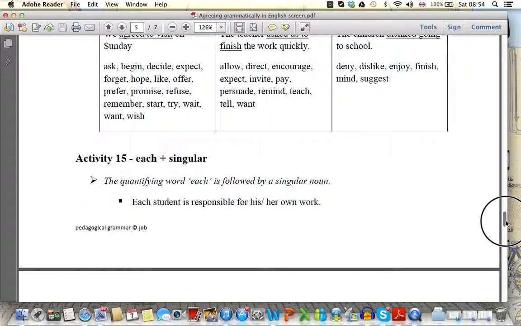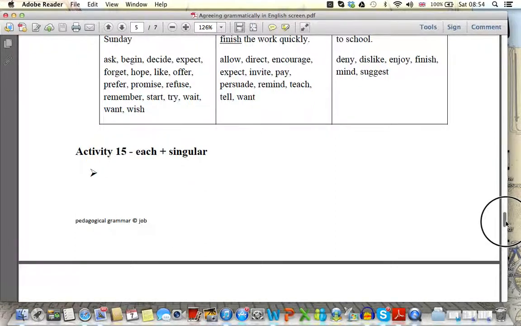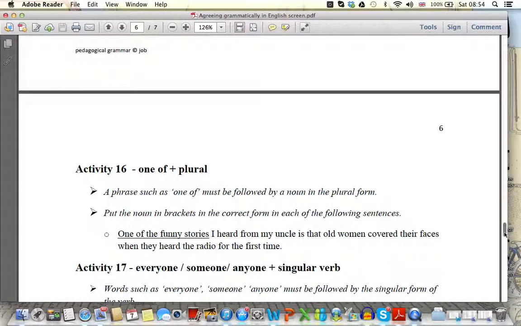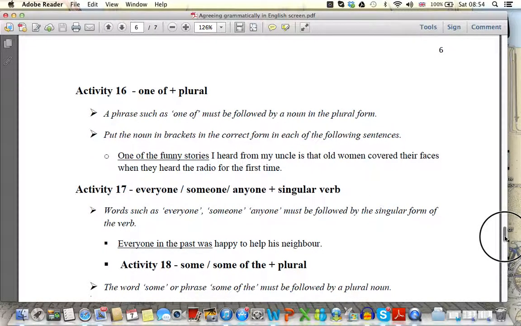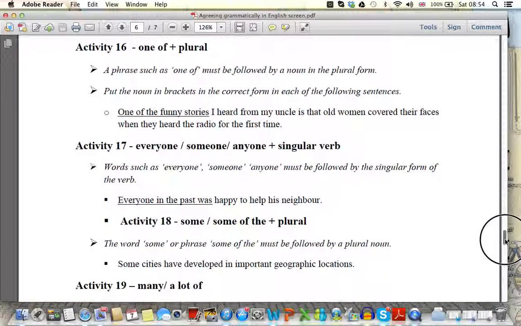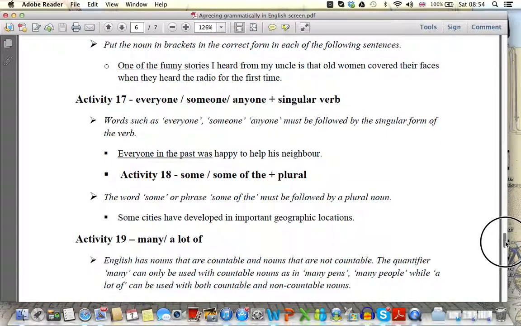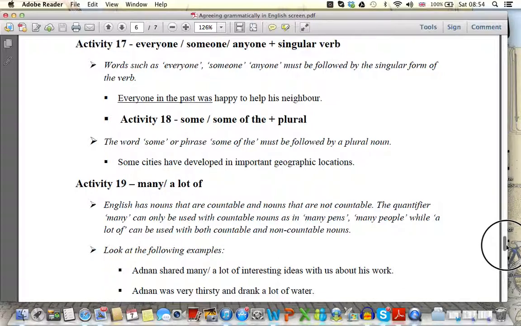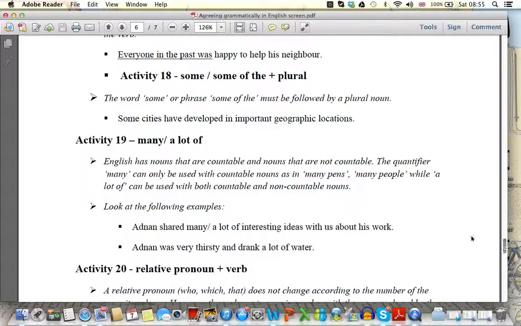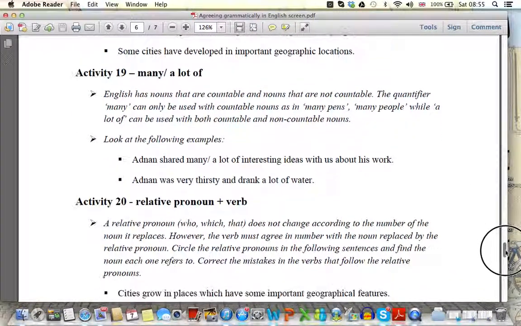Another example of agreement is when we use the word each, it is followed by the singular form of the noun, each student. One of is followed by the plural, one of the funny stories I heard. When we use everyone, someone, anyone, the verb is in the singular form. And when we use some of, the verb is in the plural form, and the noun following is plural as well. Many, a lot of: many can only be used with countable nouns, not with uncountable, whereas a lot of can be used with both.